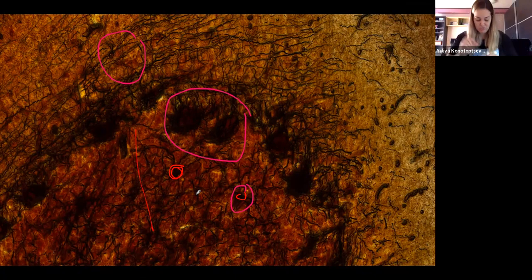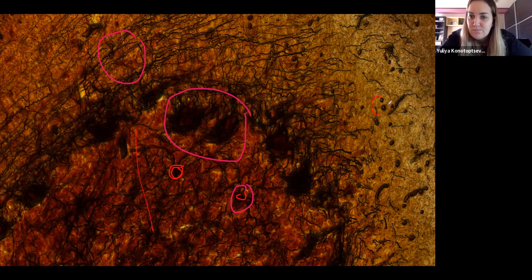Okay, so according to the books, according to the lectures, according to all of this, you could find the basket cells only in the molecular layer, but that's actually not the case. Okay, so you will actually find them in the granular layer.